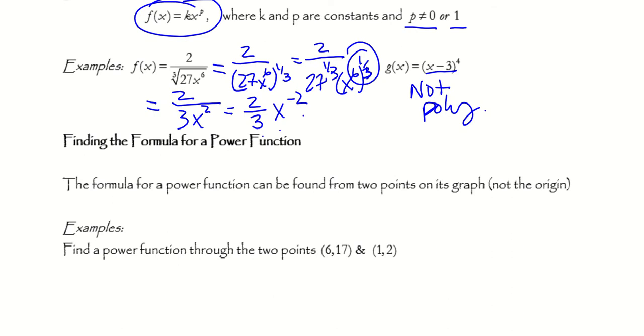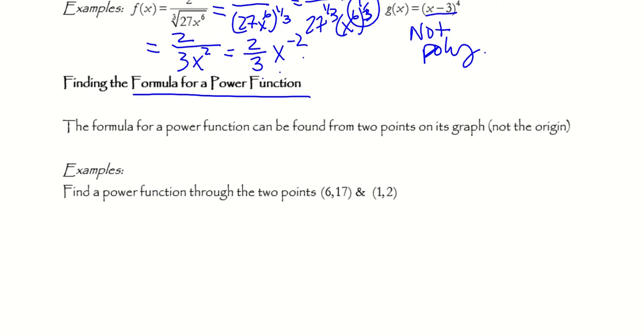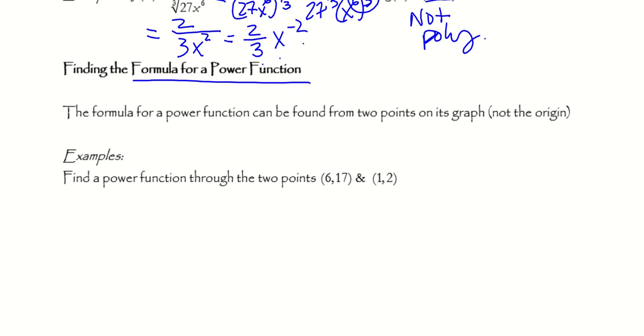Now, let's look at how to find the formula of a power function. We're going to do this very much in the same way, at least start it, that we found the formula for an exponential function. So here's our first example. We want to find a power function, which means we're looking for an equation of the form y equals k times x to the p. And we're given 2 points, 6, 17, and 1, 2.